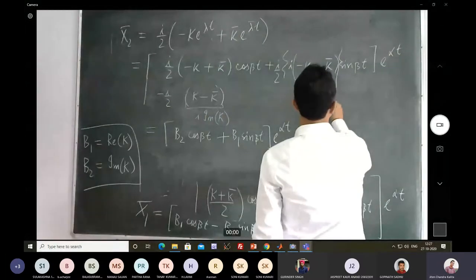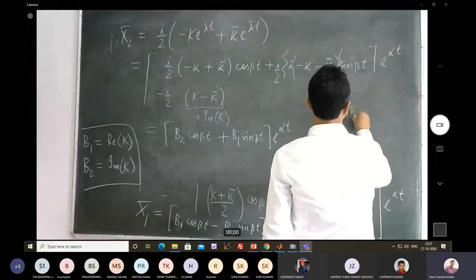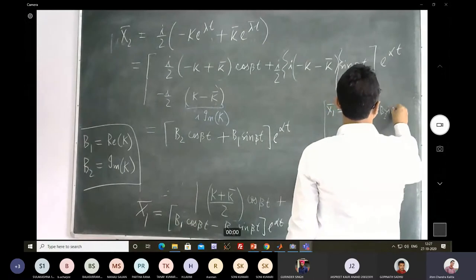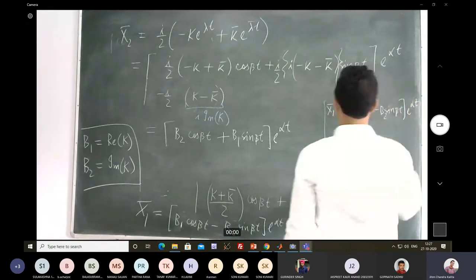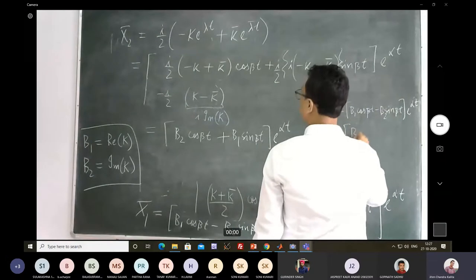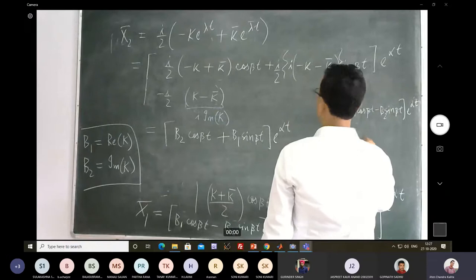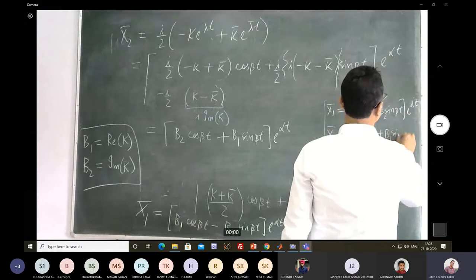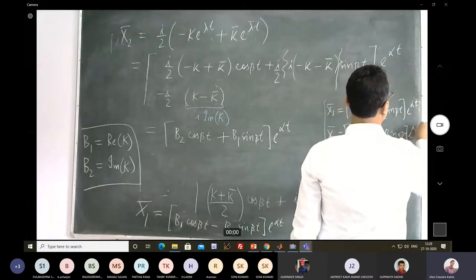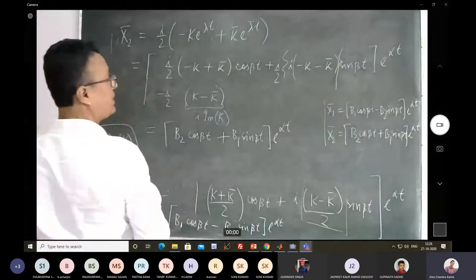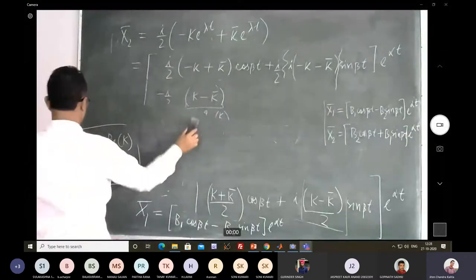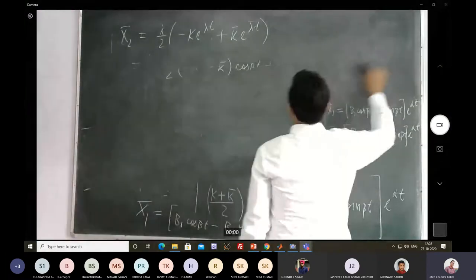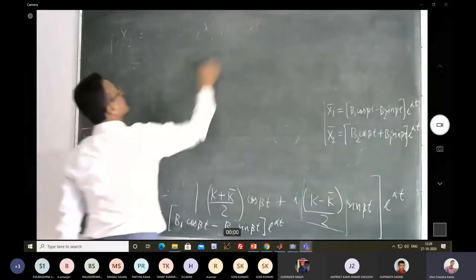Basically what we have is x1 equal to (b1 cos beta t minus b2 sin beta t) e to the power alpha t, and x2 equal to (b2 cos beta t plus b1 sin beta t) e to the power alpha t. That's it. Let us try to work this out. Of course, you know that b1, b2 are nothing but the real and imaginary parts of the eigenvector corresponding to one of the eigenvalues.